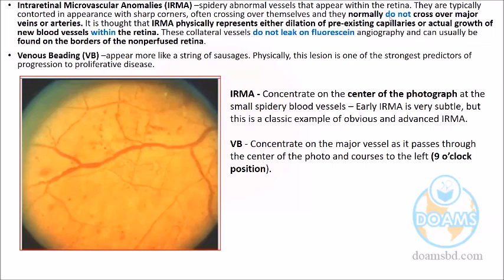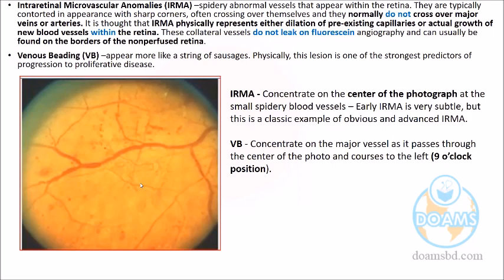So this IRMA does not cross over major veins or arteries. This is the IRMA nature. But neovascularization will cross. Okay. And IRMA typically represents either dilatation of the pre-existing capillaries or actual growth of new blood vessels. So this may be confusing within the retina, but this is inside the retina, whatever it is, and it may also be neovascularization.